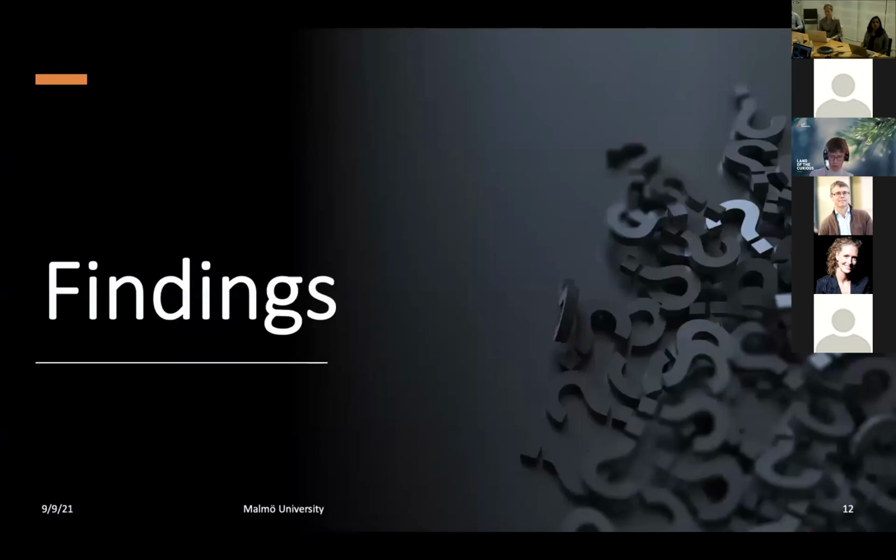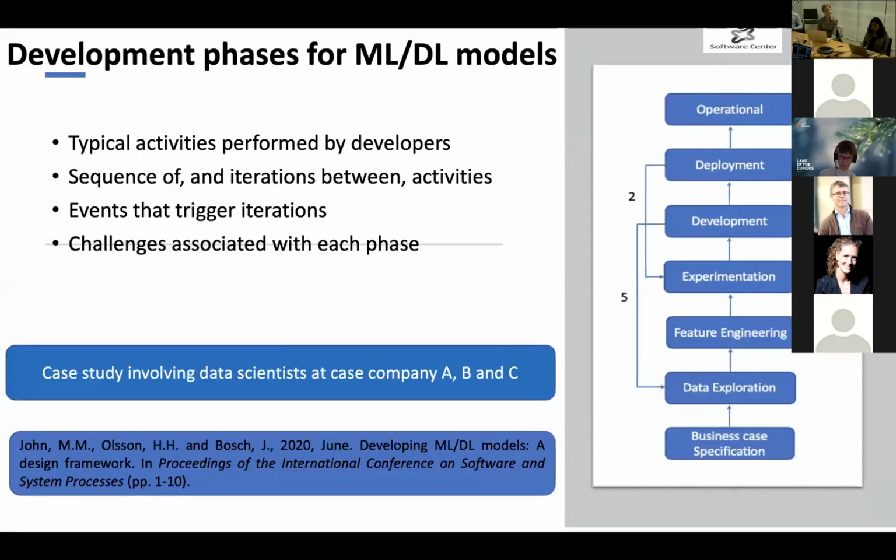Then we are moving on to the findings. In the findings, we are trying to come up with an end-to-end process for developing, deploying, and evolving machine learning models. In that context, what we figured out were in-depth studies on deployment and operationalization of machine learning and deep learning models, and how to ensure continuous delivery and evolution of models.